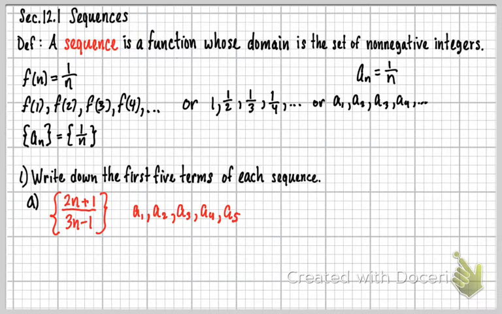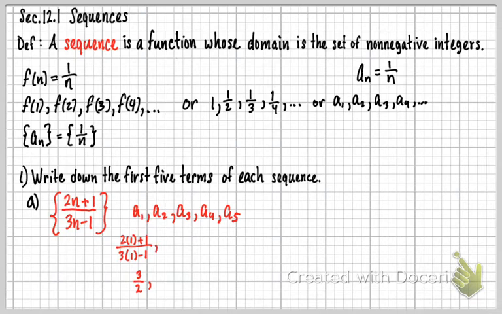This simply means that to get a1, I plug in 1 for my n in both the top and the bottom. For this first term, it would be 2 times 1 plus 1 on top, and on the bottom it would be 3 times 1 minus 1. So this first term is 3 halves.